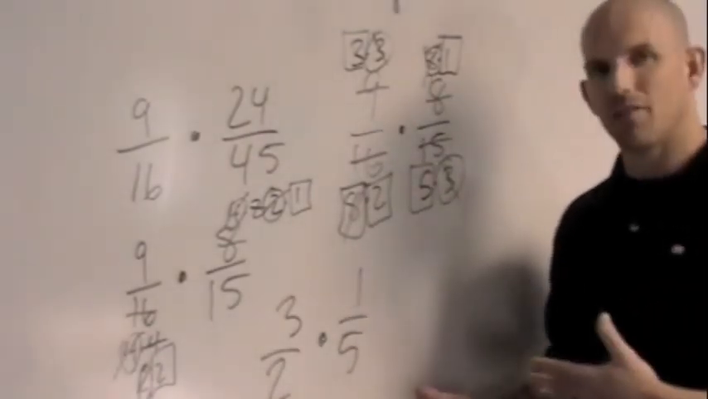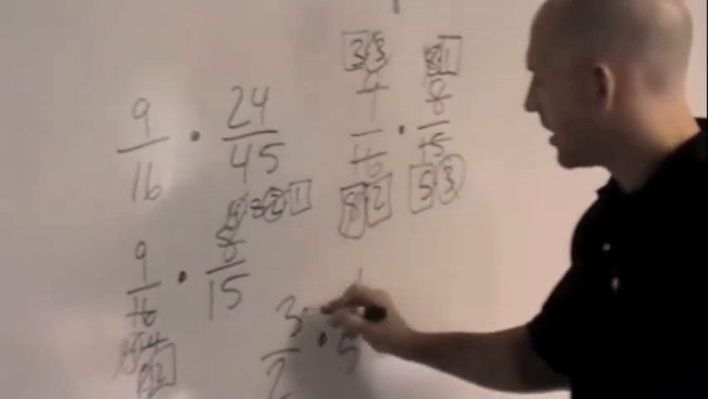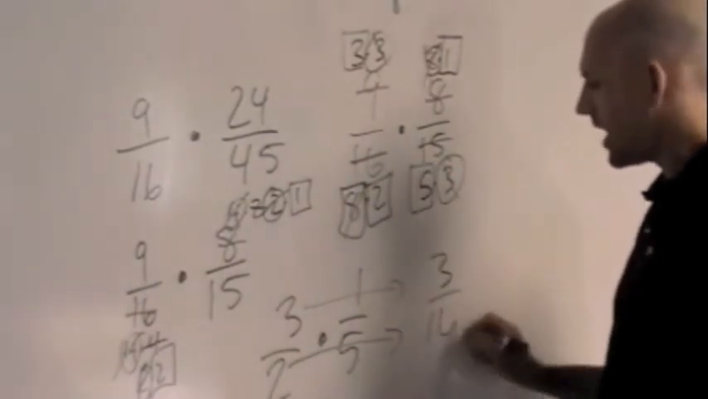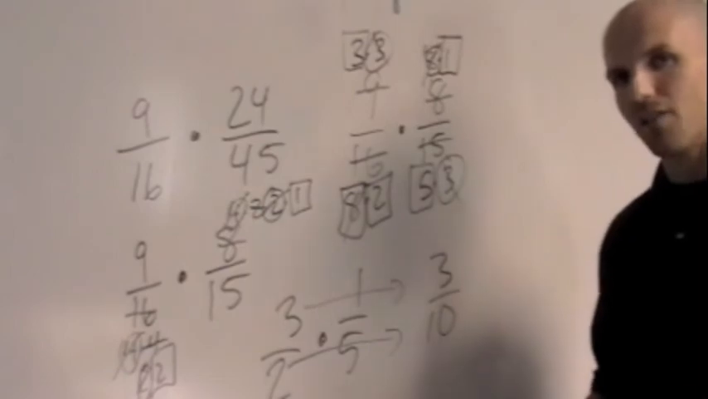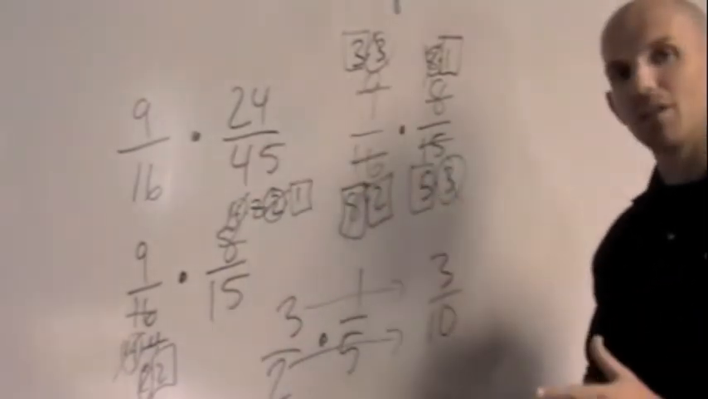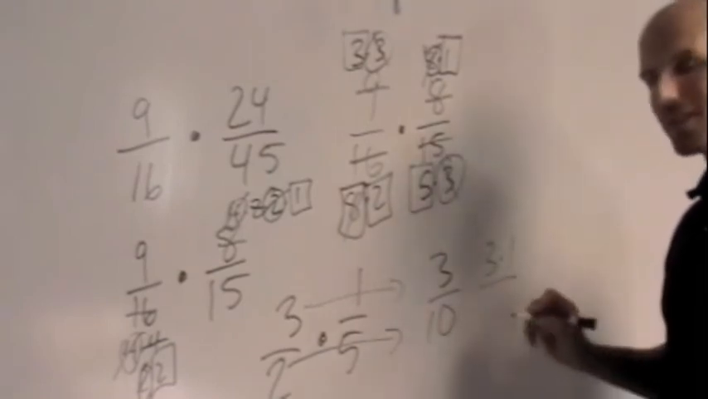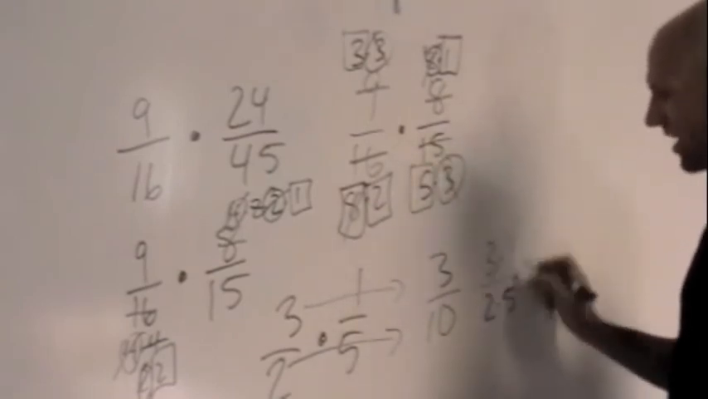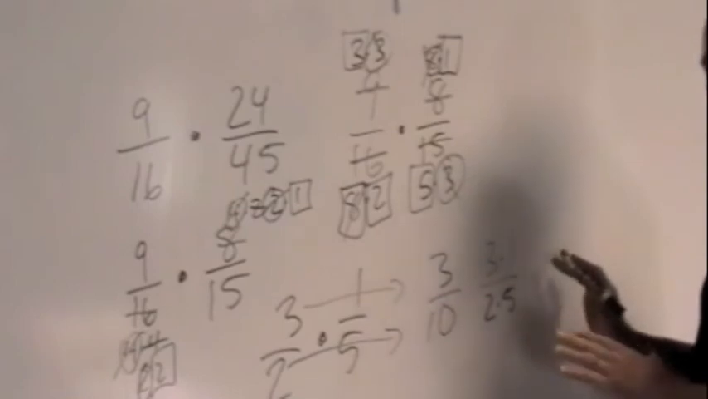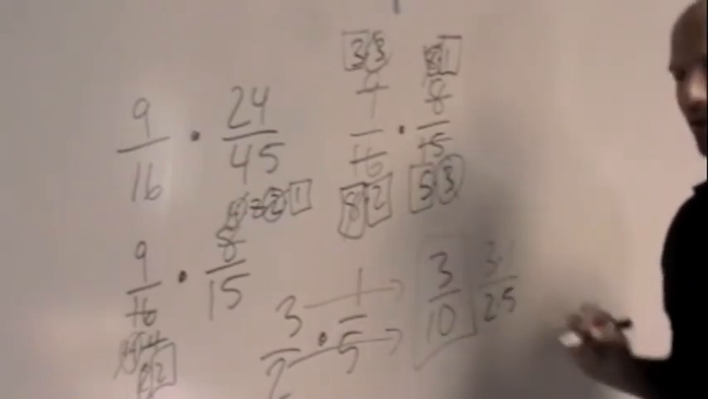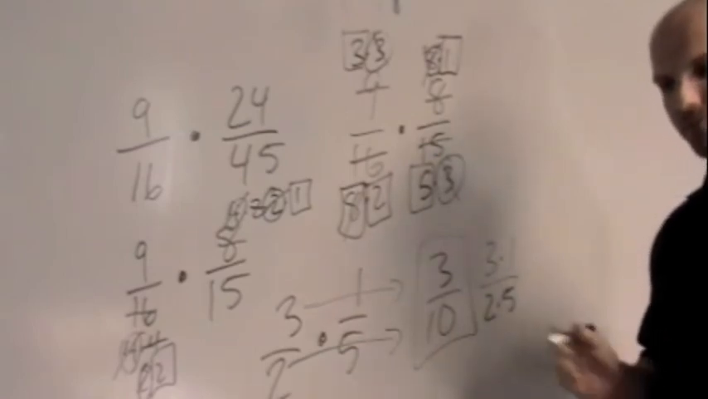Okay? Now all we have to do is multiply straight across. 3 times the 1 is 3. 2 times the 5 is 10. I still want to check to see if I can simplify. Maybe I missed something somewhere in there. What makes 3? 3 times 1. What makes 10? 2 times 5. I don't see any factors within any of these that could work with something else. So I know that my final answer is 3/10.